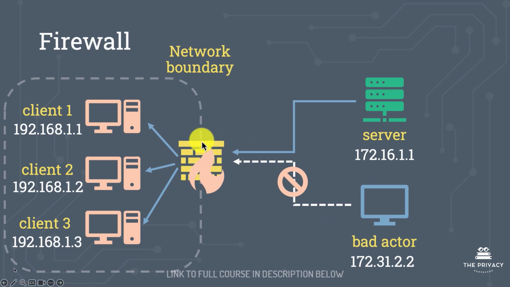So the firewall has been configured to say, hey, if we receive any data from 172.31.2.2, then I want you to drop that data. And that's what's going to happen. The bad actor may be trying to get into your network to steal passwords or cookies or authentication tokens or something like that. The bad actor is going to try and send bad traffic here. The firewall is going to say, this is a bad IP address, and the firewall is going to drop all of that data.